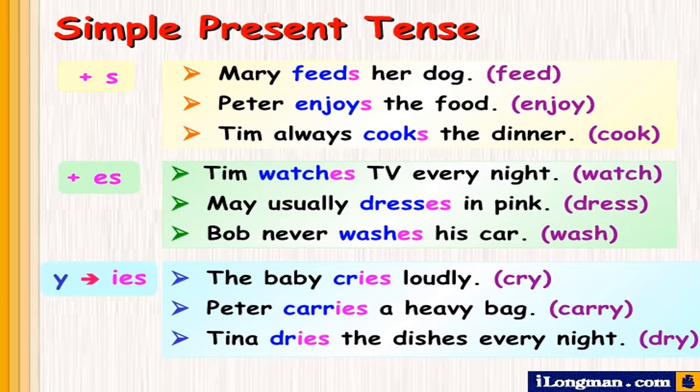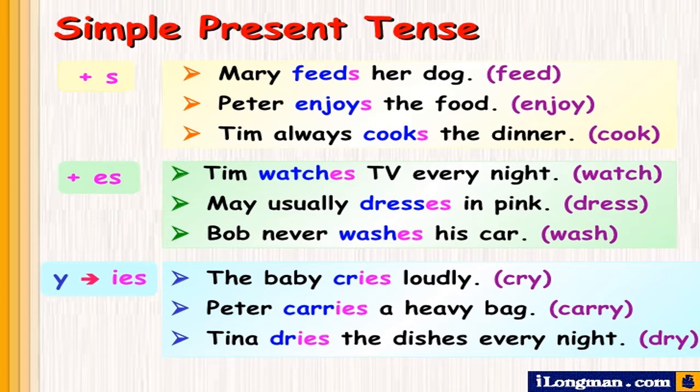The second one, Peter enjoys the food. The main verb here is enjoy. So enjoy ends with a vowel letter before the Y, letter O and Y. So will I do anything? No. I will write the verb the same and put s at the end. So Peter enjoys the food.